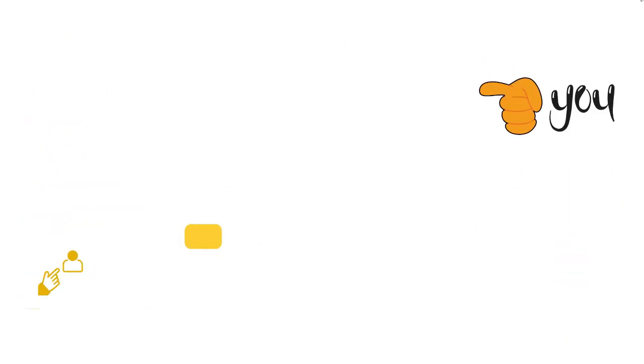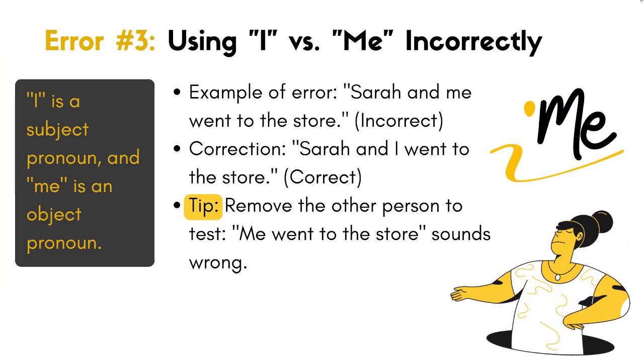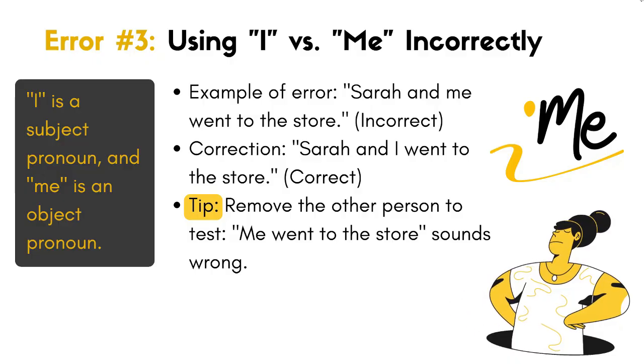Now let's tackle a classic mix-up: I and me. I is a subject pronoun and me is an object pronoun. For example, saying, Sarah and me went to the store is incorrect. The fix? Sarah and I went to the store. Here's a quick trick: remove the other person and see if it still makes sense. Me went to the store sounds wrong, right? That's how you know to use I.